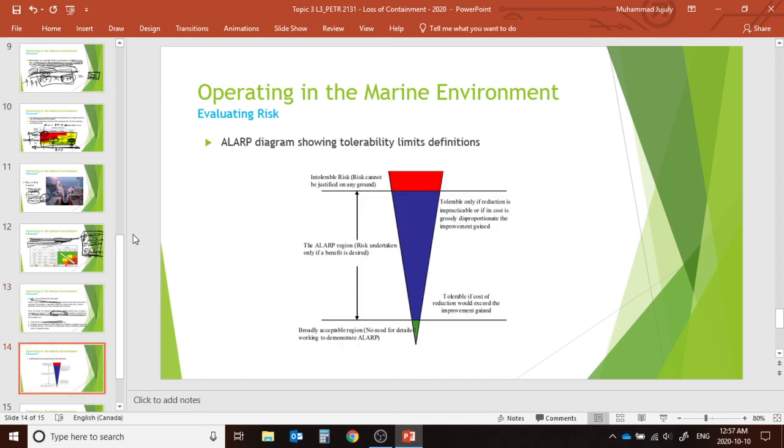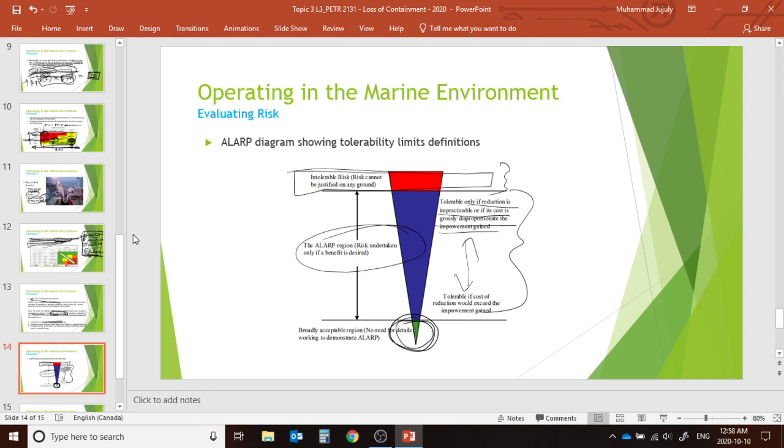The ALARP diagram shows the tolerable limit in this way. This is the intolerable zone. This is the tolerable zone only if the reduction is impracticable or its cost is grossly disproportionate to the improvement gained. That means the risk can be undertaken if we use the proper safety measures. And here is the broadly acceptable region. So this is how ALARP works.